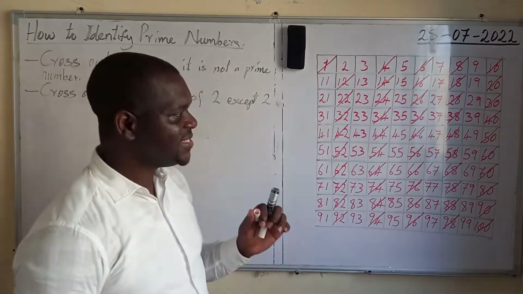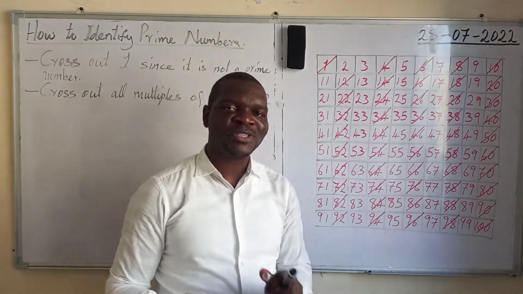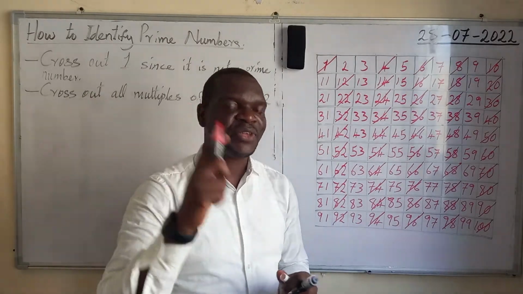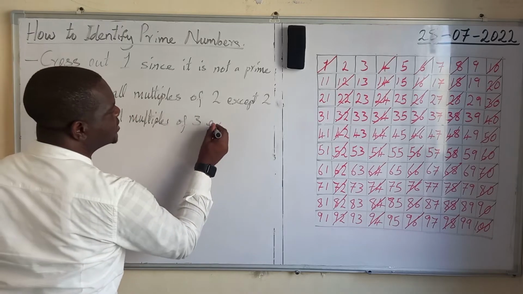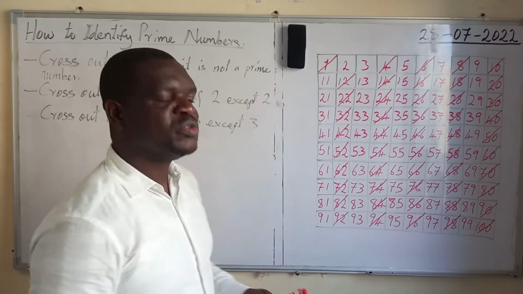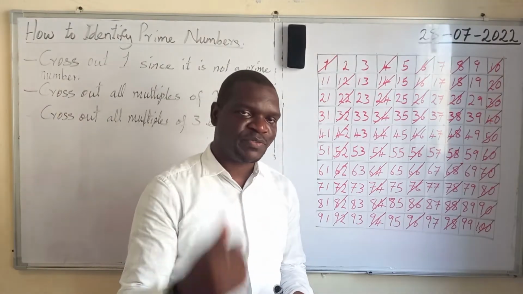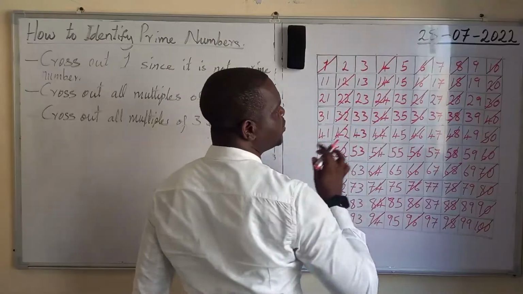Next rule states cross out all the multiples of 3 except 3. We're going to do a similar exercise as we've done with 2. 3 will not be touched.